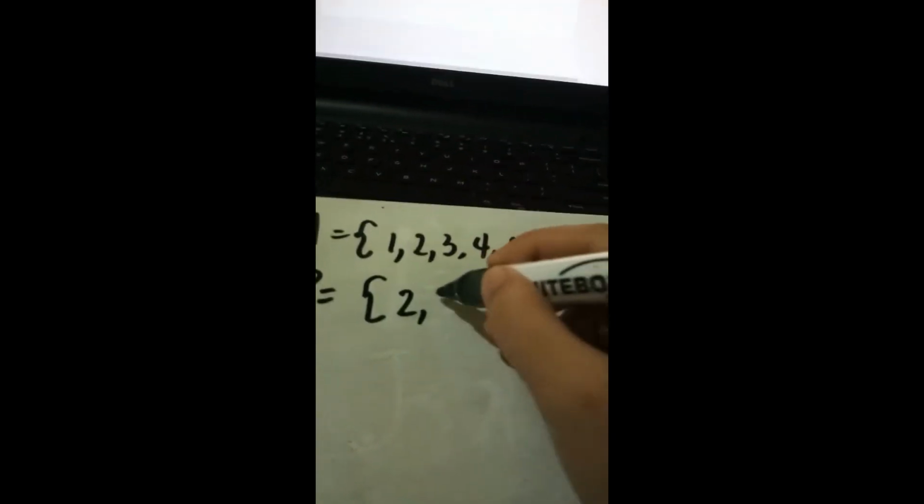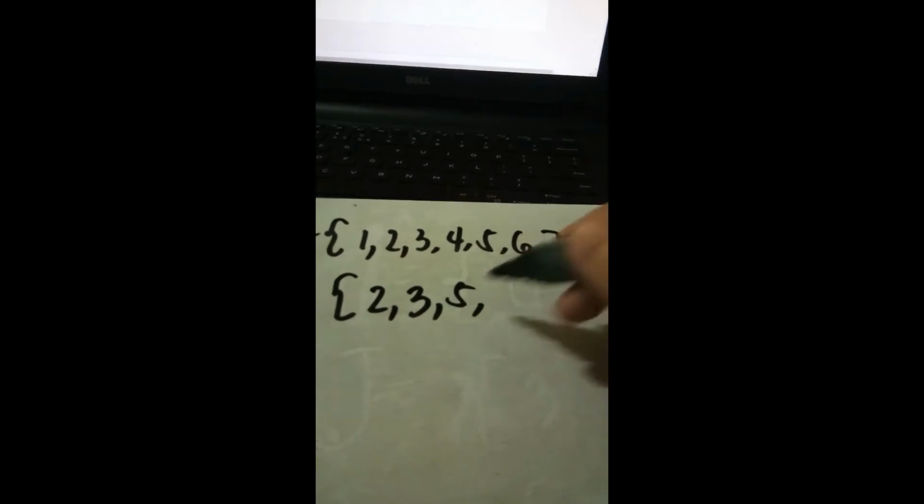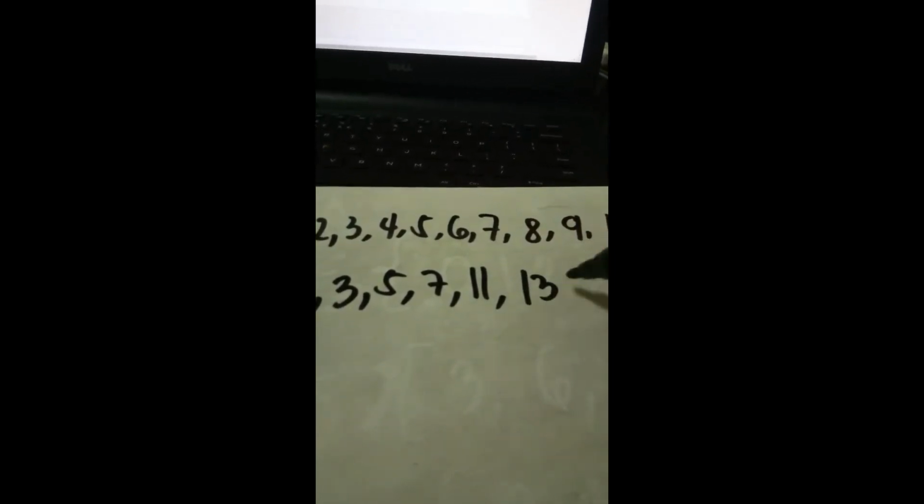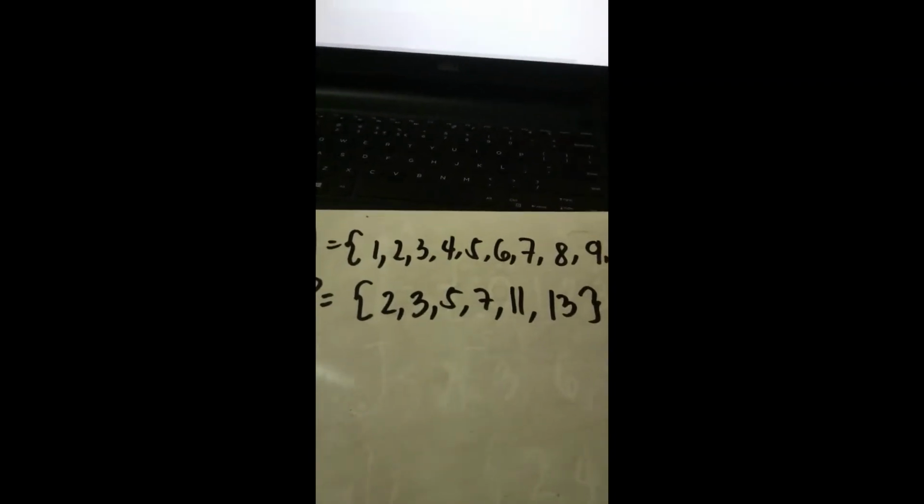Next, we have your prime numbers. What are prime numbers? These are numbers which are only divisible by 1 and itself. There are no other factors aside from 1 and itself. So the prime numbers that we have that are less than 14: we start with 2, 3, 5, 7, 11, and then 13. So those are your prime numbers less than 14.